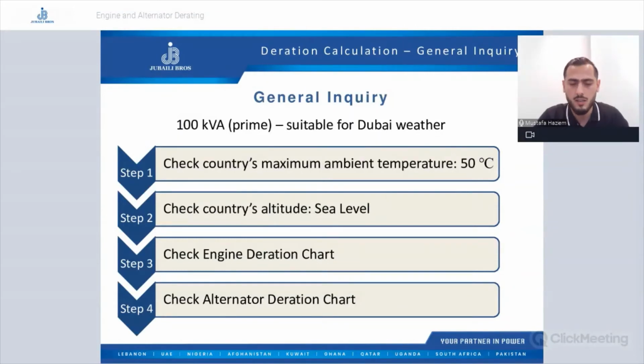First thing, I will check the country's maximum ambient temperature. Second step will be checking the country's altitude. Then I will go to the engine derating chart, which we have seen in the slides before. And then I will go to the alternator derating table to check the percentage of the derating. So for Dubai, the ambient temperature is around 50 degrees Celsius at its peak, of course. The altitude is sea level. Engine derating chart, now we'll have a look at them.